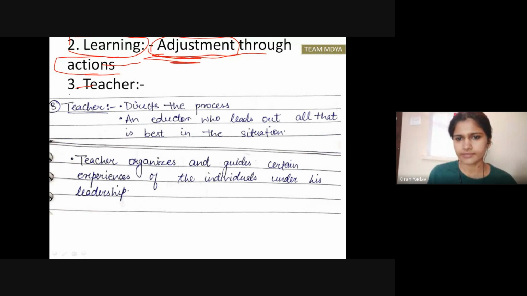And then next is teacher. Teacher directs the process. The teacher is an educator who lays out all that is best in the situation. And the teacher organizes and guides certain experiences of the individuals under his leadership. So the teacher is a leader, the one who directs the learning process. This is all about the teacher.